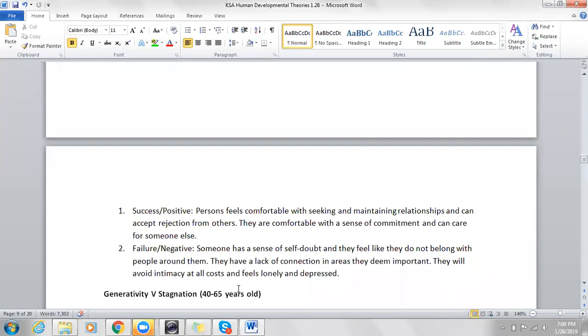Failure, on the other hand, is when someone has a sense of doubt and they feel like they don't belong around people, and they lack connection in areas they deem important, meaning they may want to have an intimate partner, but they're not able to sustain and maintain that. So then they feel like they're less than, or something's wrong with them. And then they may avoid intimacy at all costs. Even though they say they want it, they may say, well, that's not for me. Everyone's stupid. I'm just going to stay away from it.